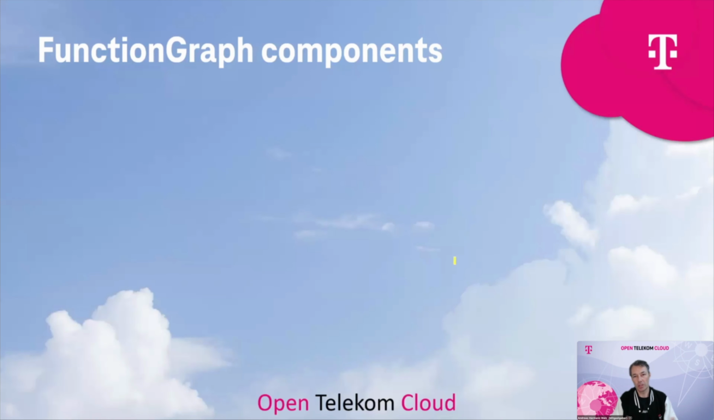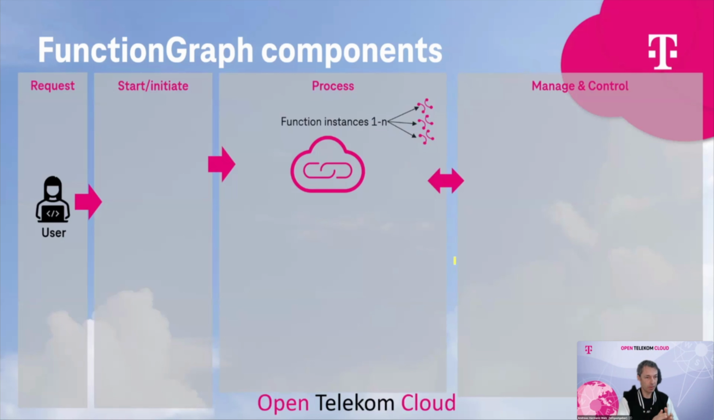And now just moving into the FunctionGraph components. We have really a number of functionalities available, and they all fit together in order to create an easy to use environment. It all starts with the request. The request can come from a user or from a script. It initiates the process of creating a function and starting the function. And we have a number of tools to create a function and also to manage and control it.